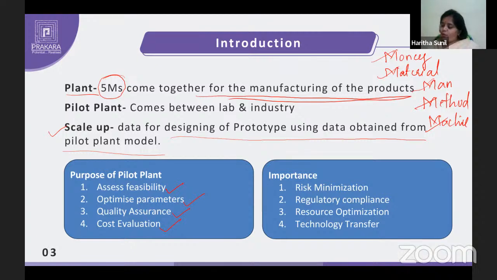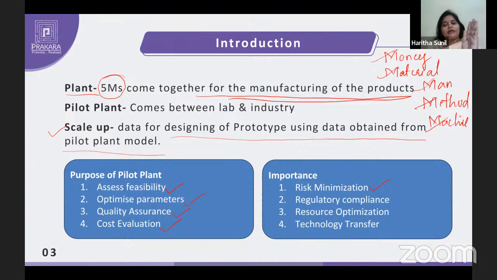So the first important thing that we can have is the risk minimization. It always reduces the risk that is associated with the direct scaling up from the laboratory to the full scale production. If without using the pilot plant, you're directly going for the industrial scale, it may lead to failure, and sometimes it may also lead to product inconsistency.